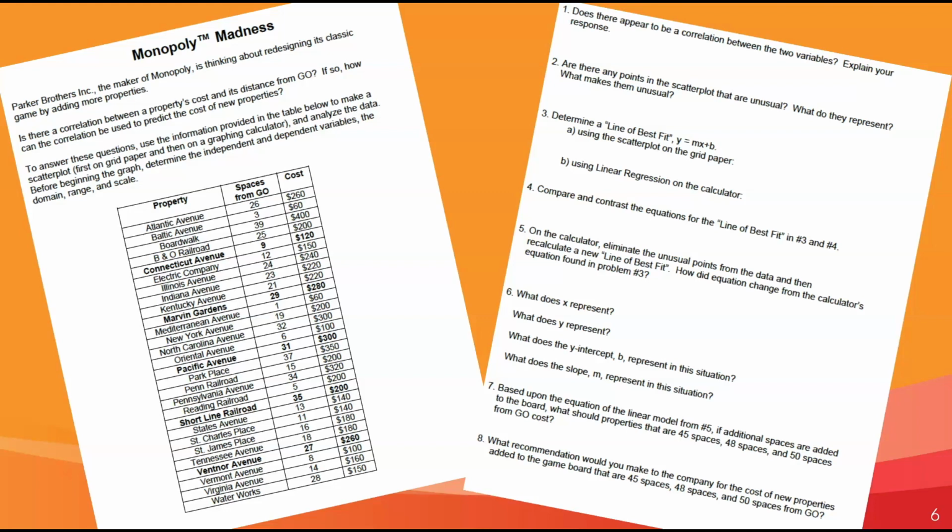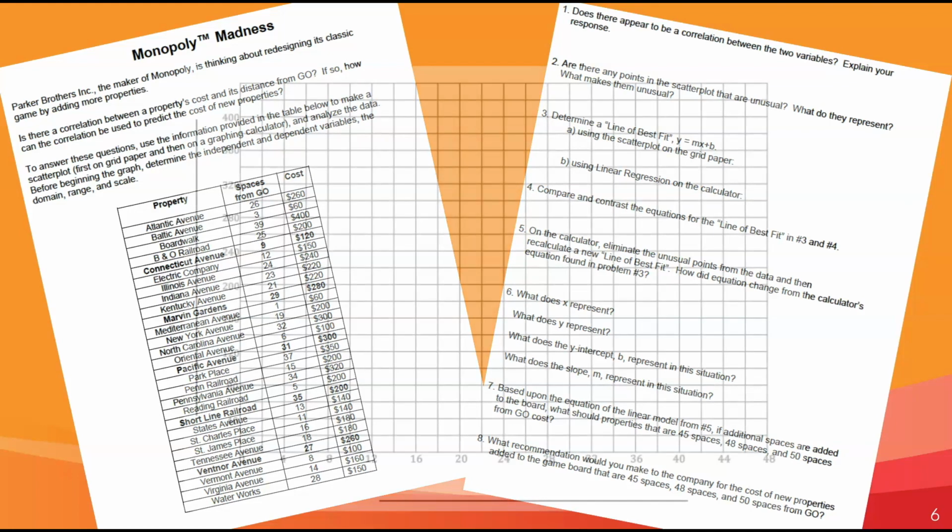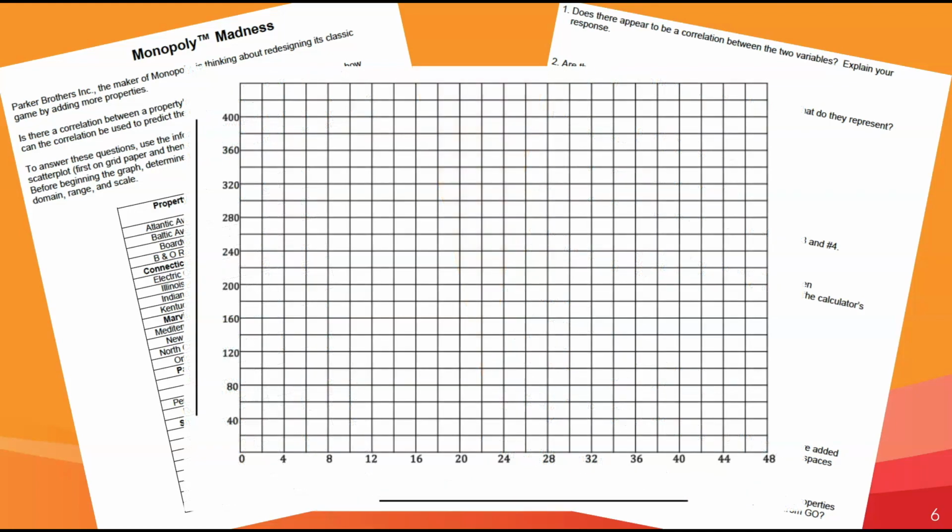So this lesson begins by having students plot the data. They're looking at the property and looking at the relationship between the space from go as well as its cost. Here you can see that the students will be given a graph. We don't want them to spend time on creating the graph. The emphasis should be placed on the analysis of the data. So the graph is already set up for them.